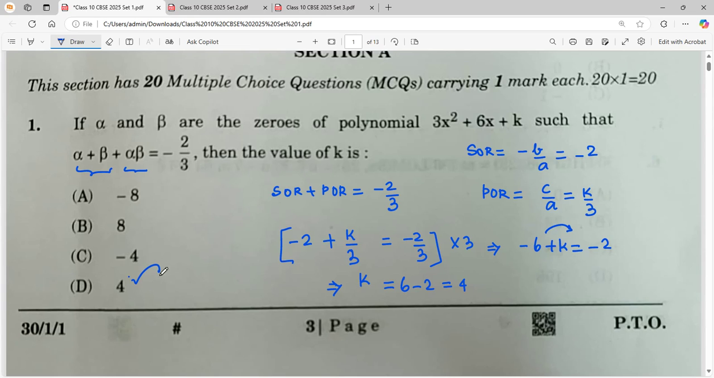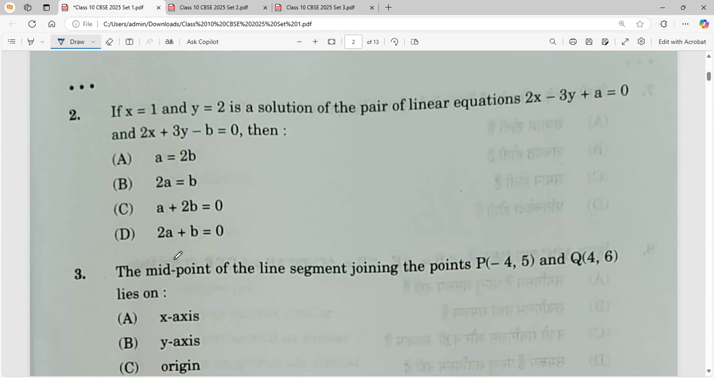4 is the correct answer for the first question. If x is equal to 1 and y is equal to 2 is a solution of the pair of linear equations, I'm going to substitute the x value and y value in place of x and y. So it becomes 2 minus 3 into 2, which is 6, so a becomes 4. And in 2x plus 3y, it becomes 2 plus 3 into 2, which is 6, minus b is equal to 0. So b is equal to 8.